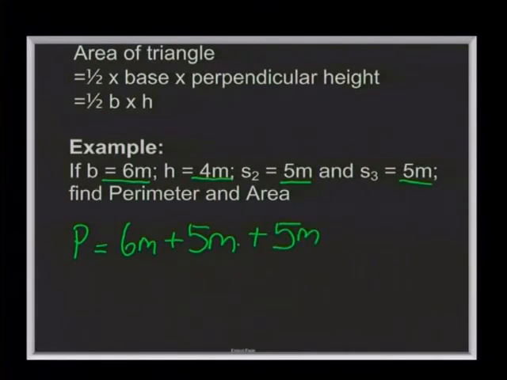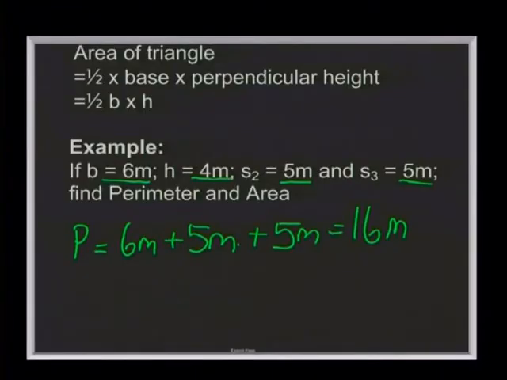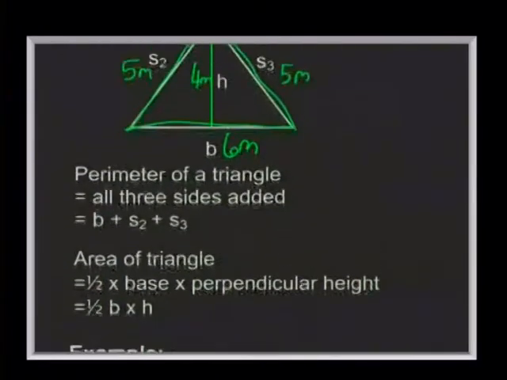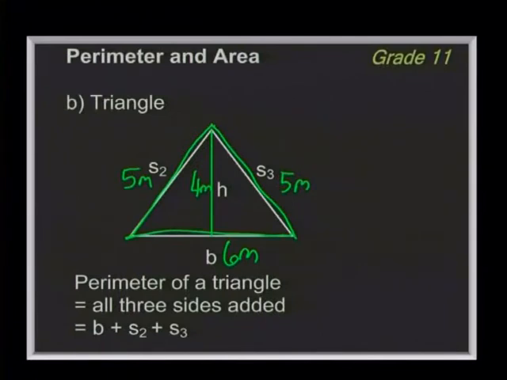Now, I'm not sure if we're going to need a calculator for this, but I think you should be able to do this in your heads. So 5 plus 5 is 10 plus 6. We've got 16. And what was the unit? Meters. Don't forget your units. Right, let's now look at the area of the triangle. I'm going to leave my values, just delete the perimeter. Right, the area is the space in the middle, 2-dimension.